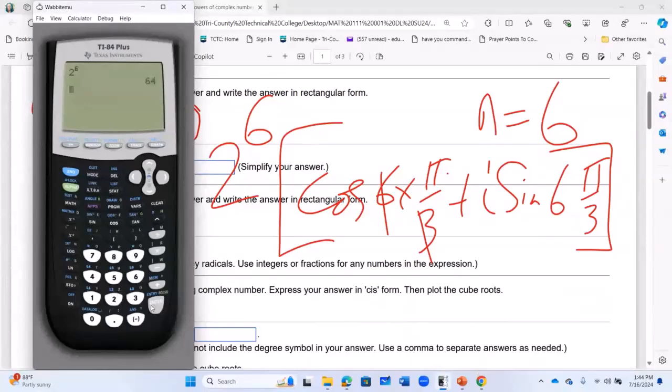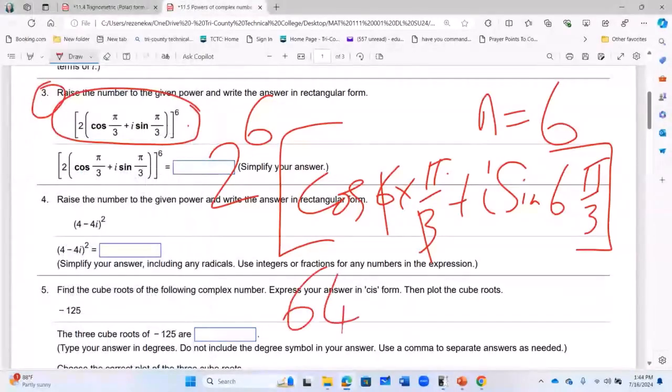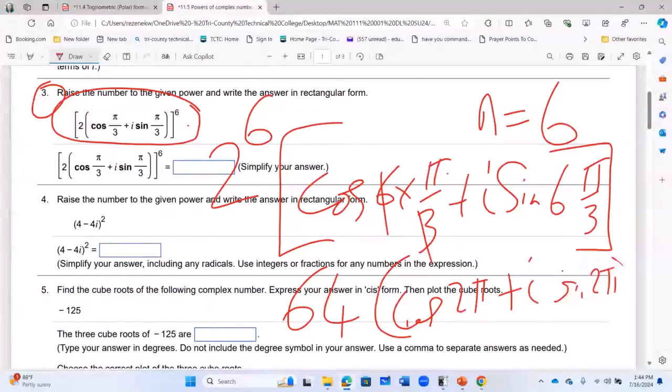So 64 cosine of 2 pi, that's 360 degrees, plus i sine 2 pi. That's it. That's easy. All right, let's do number 4.